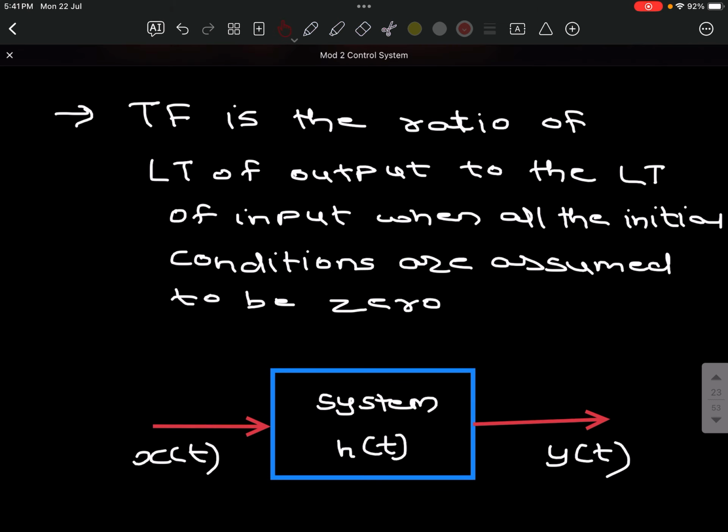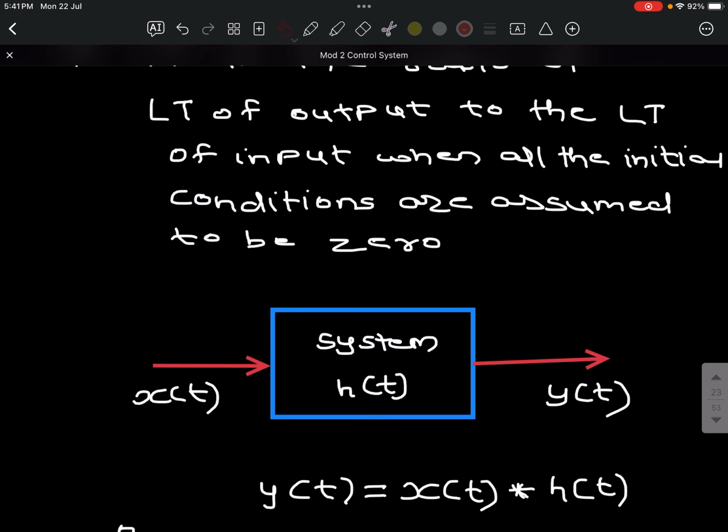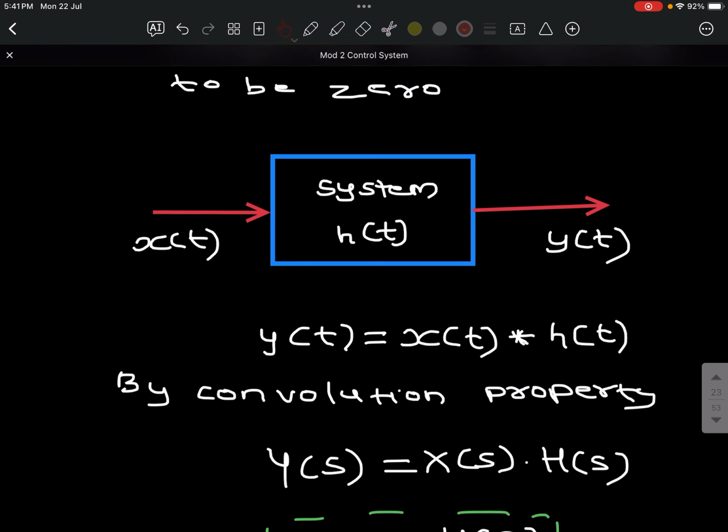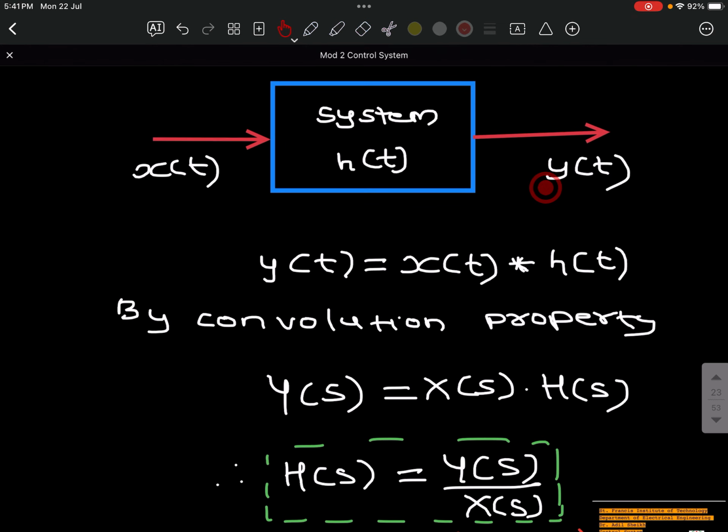So we have seen this diagram in the impulse response. Any system which is an LTI system is represented by h of t, y of t is the output, and x of t is the input. Now in the time domain, y of t is equal to x of t convolution h of t. However, by the convolution property, Y of s is equal to what? X of s multiplied by H of s.